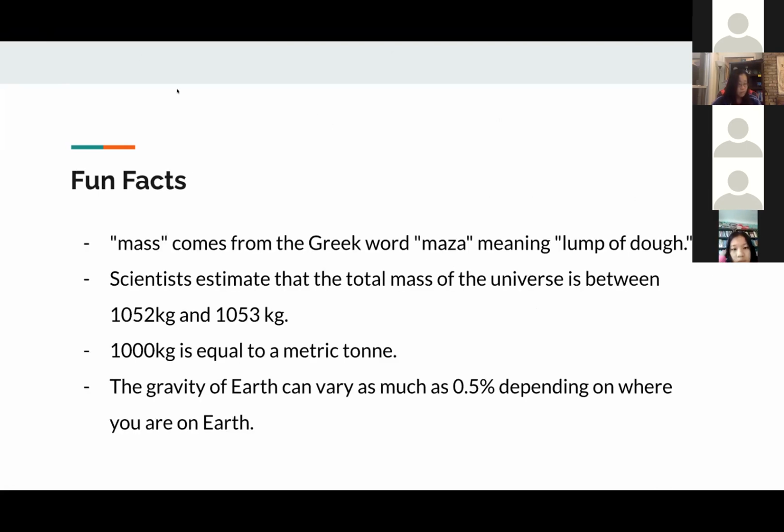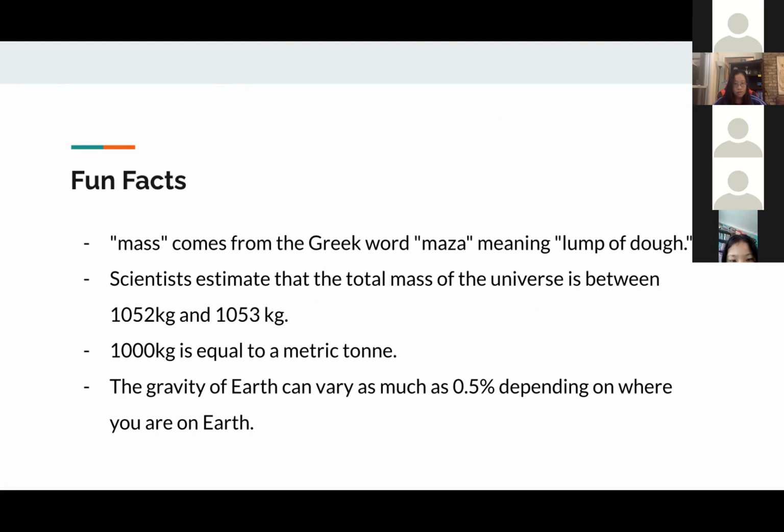We have some fun facts here. Mass actually comes from a Greek word, massa, which means lump of dough. Scientists estimate that the total mass of the universe is between 10^52 kilograms and 10^53 kilograms. So that is relatively light. 1,000 kilograms is equal to a metric ton.